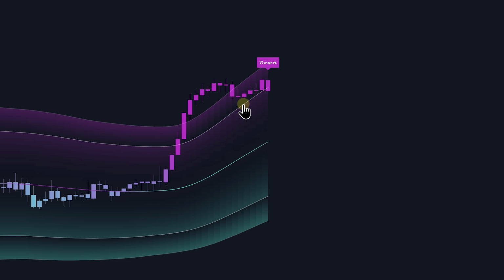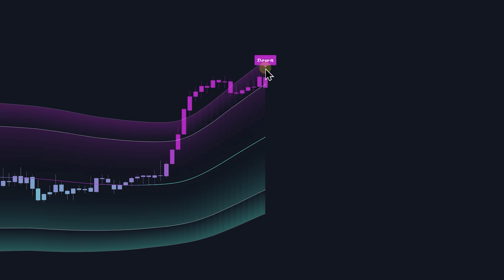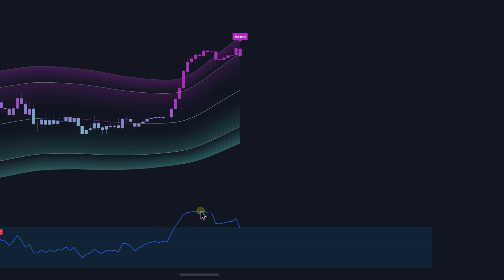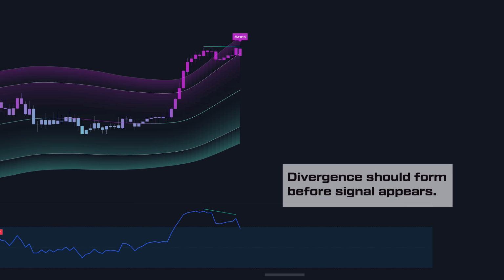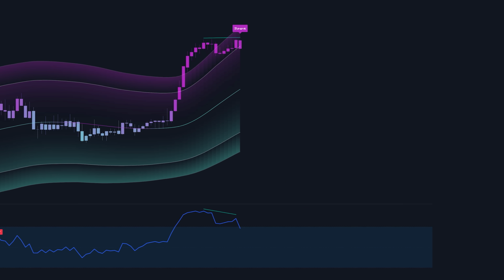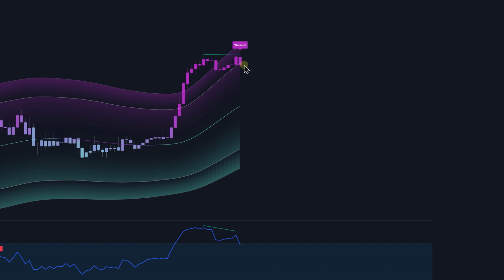To confirm that, the indicator will print a down signal on that candle. Once you have the down signal, look at the chart manually and identify a bearish divergence between price and the RSI. As you can see here, this is our bearish divergence. The divergence should form before the down signal appears. It can form 1 candle earlier, 2 candles earlier, or up to a maximum of 3 candles before the down signal. Once all the conditions are met, you take a short position.